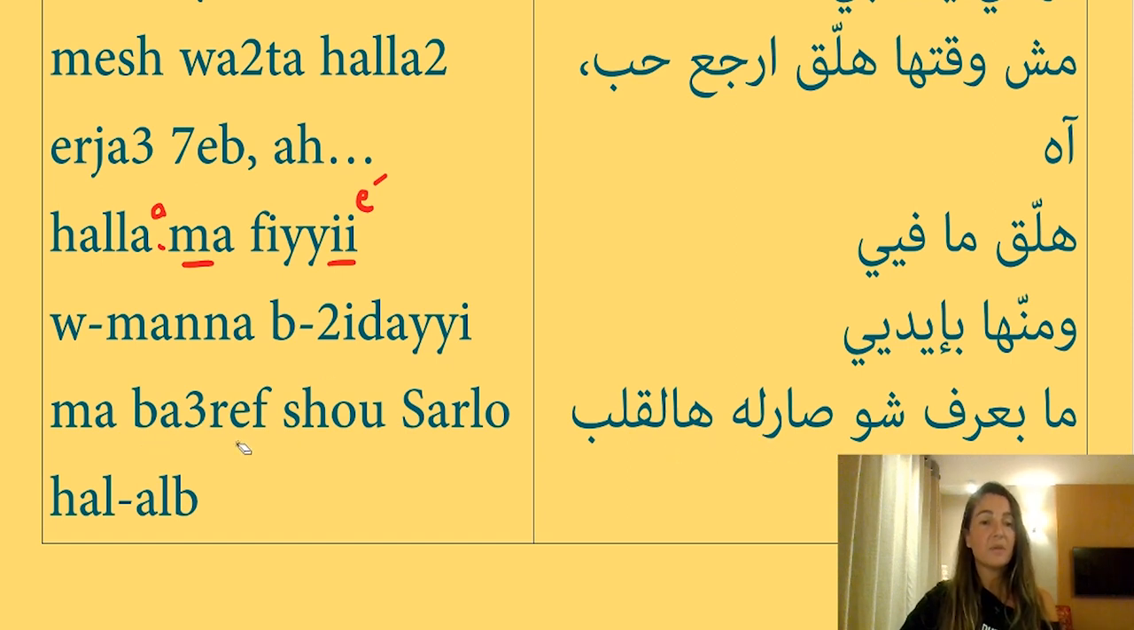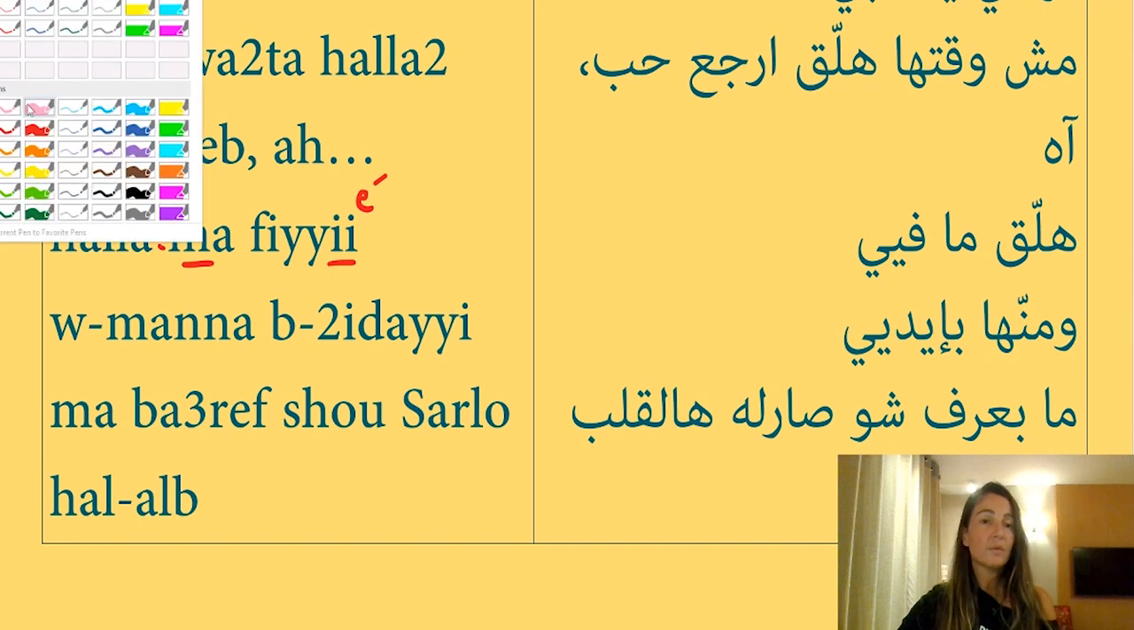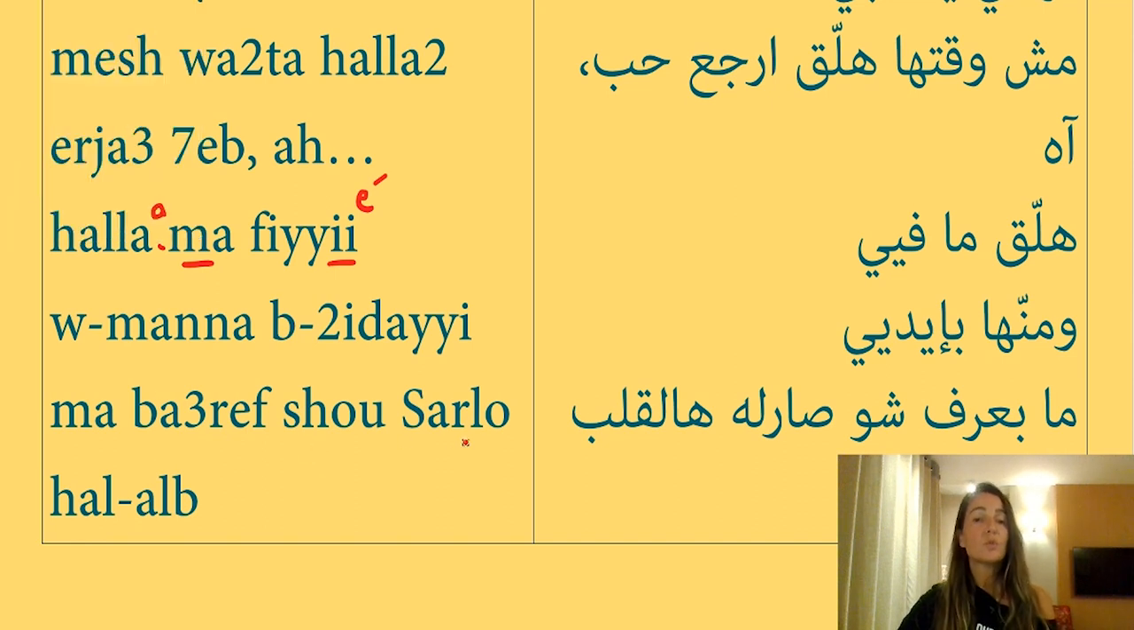So بَعْرِفْ is I know. مَا بَعْرِفْ means I don't know. شو صار is what happened. شو, what, صار means happened. شو صار لو, لو is like you're saying for him. What happened for him? That's how you are saying it in Arabic, which means what happened to him. I don't know what happened to him. ما بعرف شو صار لو. I don't know what happened to him.